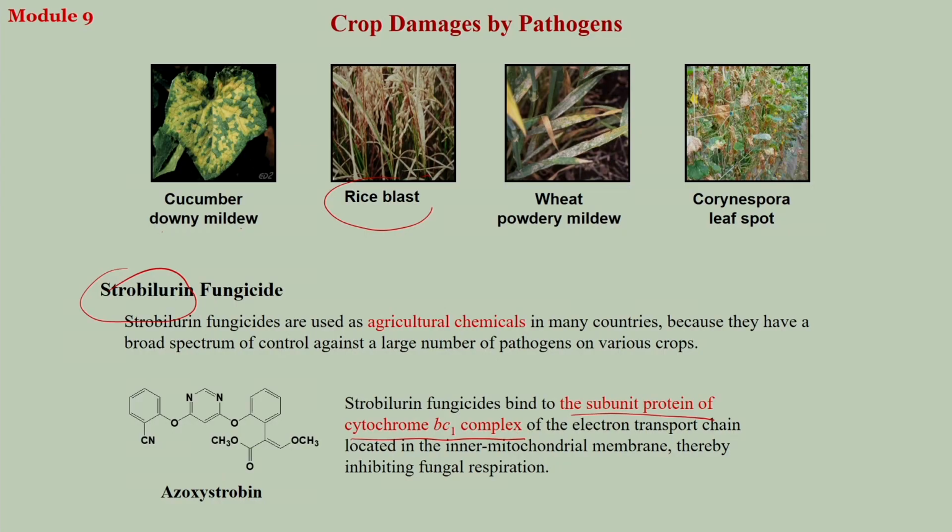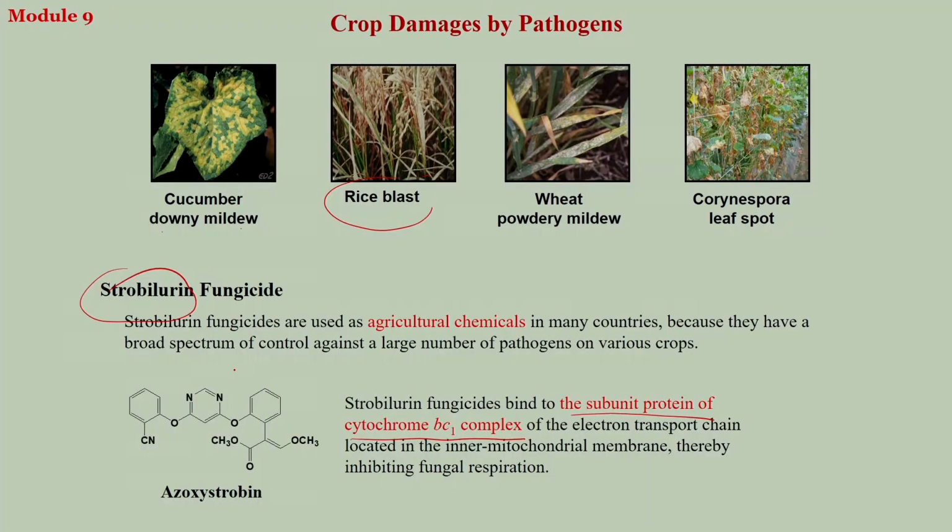So, cytochrome BC1 is a part of the protein, and that part is basically the active site of the protein. The pocket of the active site binds with this organic molecule, thereby inhibiting the electron transport chain located in the inner mitochondrial membrane, and so inhibiting fungal respiration. So, once this molecule binds or docks into the protein, the protein cannot do its function, and that protein is associated with fungal respiration.